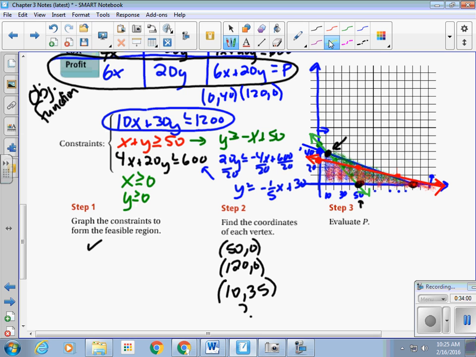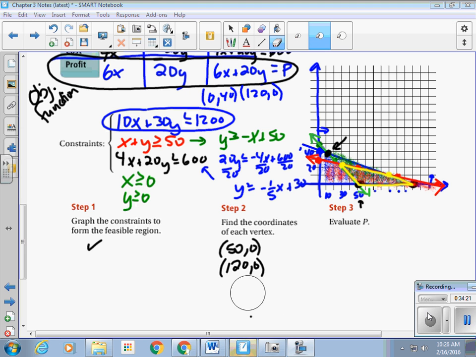So it is here, here, here. So it's a nice, funky little quadrilateral shape. So with that third constraint, not counting the x greater than and y greater than 0, we still have the vertices at 50, 0 and at 120, 0.